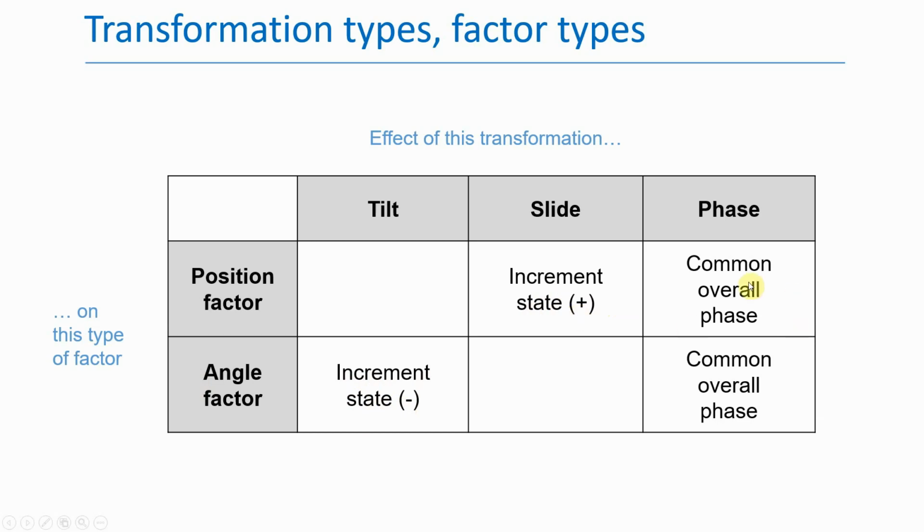Also, phase multiplies anything by a common overall phase. It's a number on the unit circle. Overall phase means the same number is applied to all entries of the vector. Common overall phase means this same number is applied to all of the different state vectors.